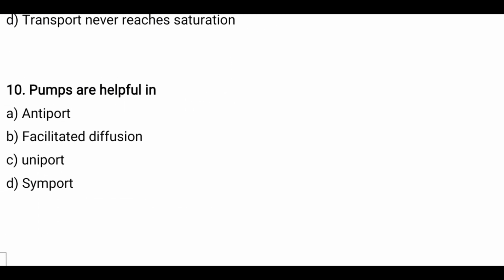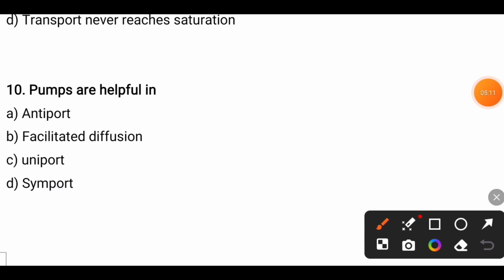Pumps are helpful in. Options are Antiport, facilitated diffusion, Uniport, Symport. So the correct answer is Uniport. Let's see the next question.